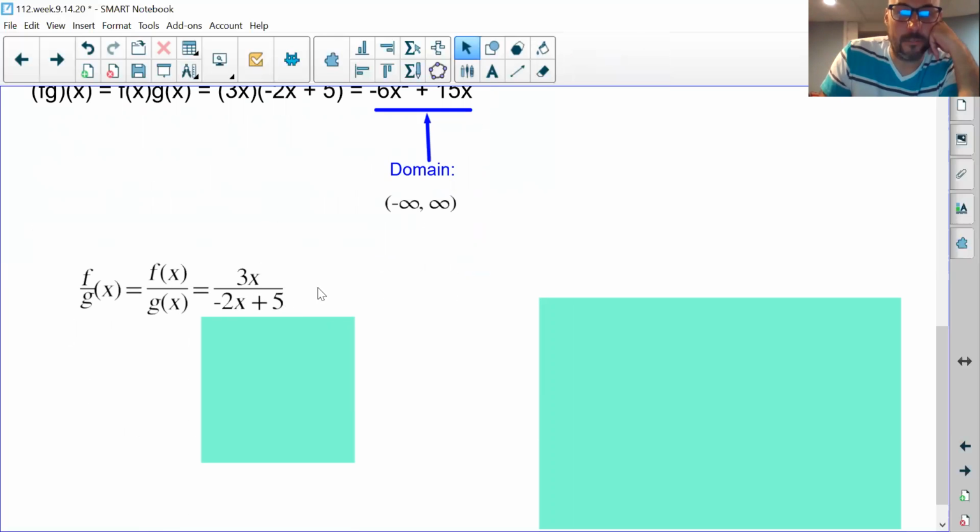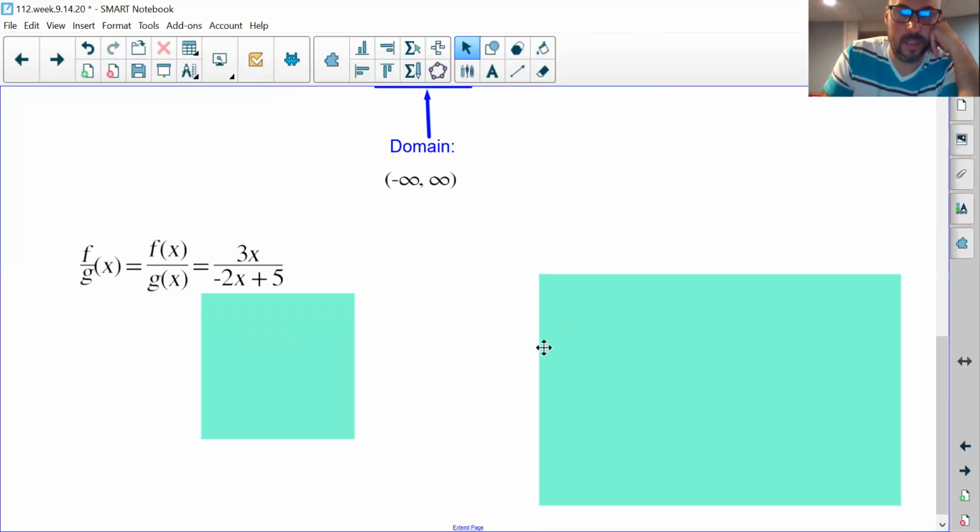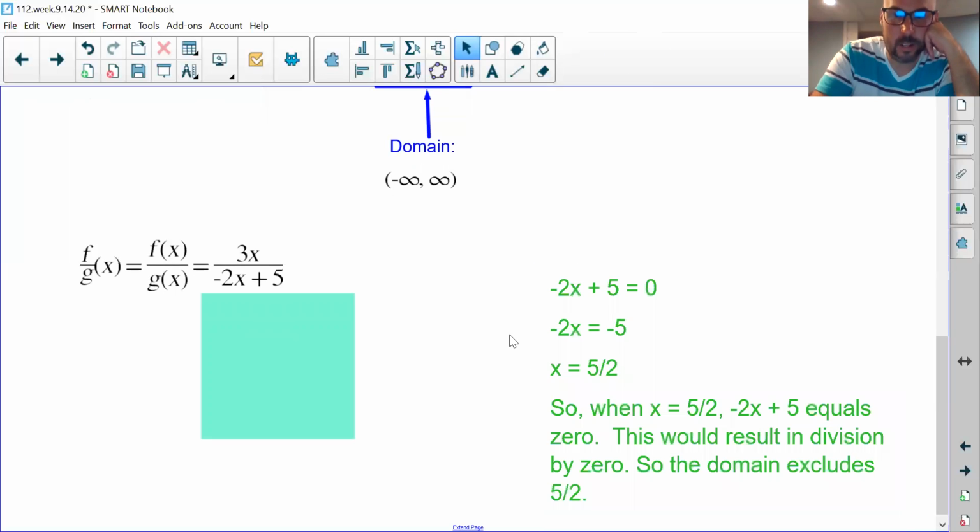But the very fact that you're dividing should alarm you that you cannot divide by 0. So now we have something that we have to be careful of. Negative 2x plus 5 cannot equal 0. So showing me your scratch work would be much appreciated. You could set negative 2x plus 5 equal to 0 and solve. You would discover that x equals 5 halves. So when x equals 5 halves, negative 2x plus 5 equals 0. And that's a problem because you're dividing by negative 2x plus 5.